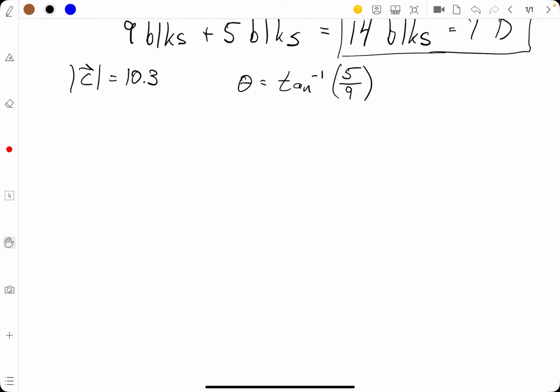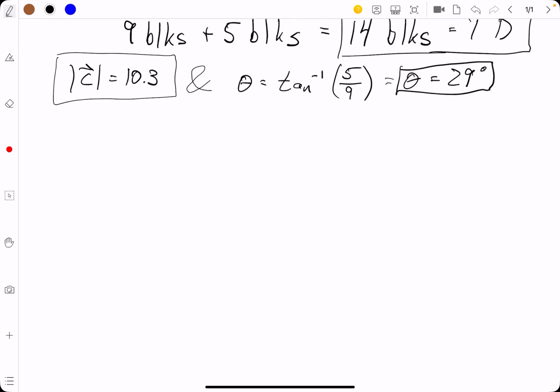So now let's talk a little bit about this, our C vector. A vector has to have a magnitude, that's our magnitude, and a direction. Let's just finish it off. 5, enter, 9, divide, arctangent, 29 degrees. Okay, so theta equals 29 degrees.